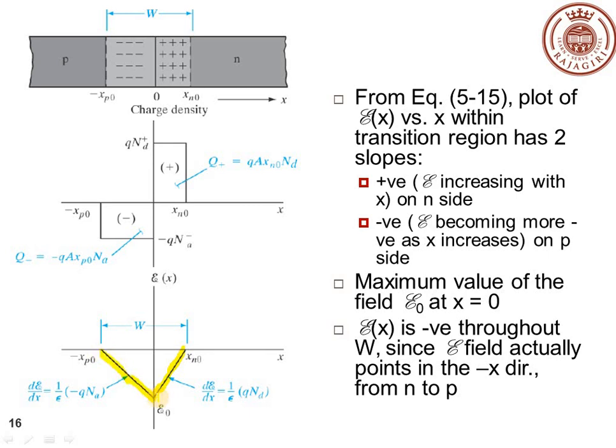And these two will meet at a point which is called E0, which is the maximum value of the electric field. So E is negative throughout W, since the electric field actually points in the minus x direction from N to P.